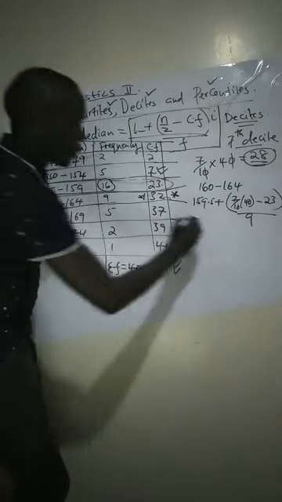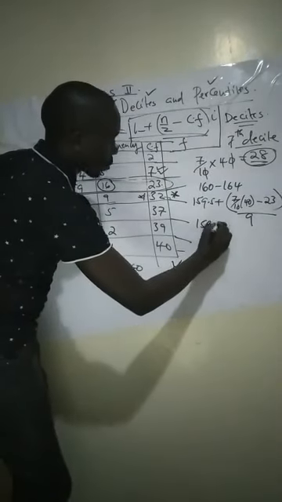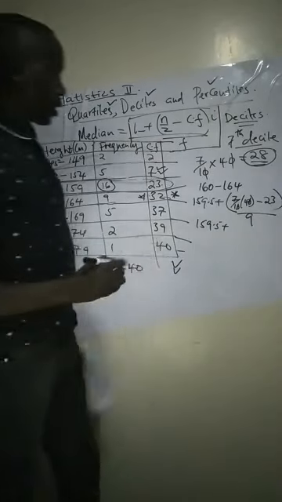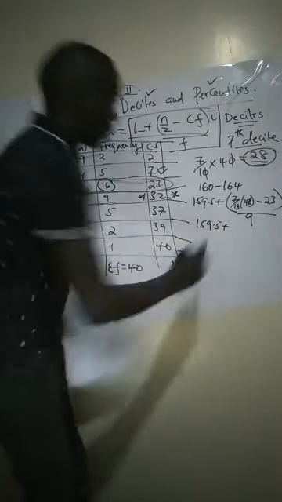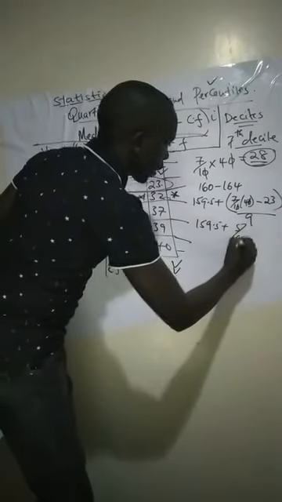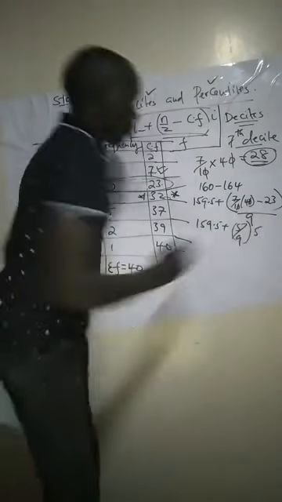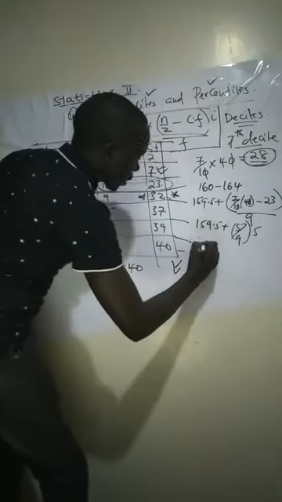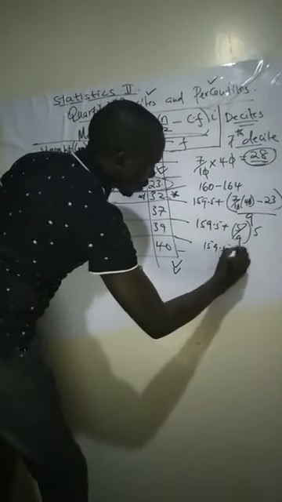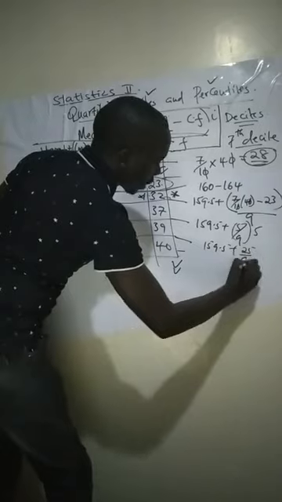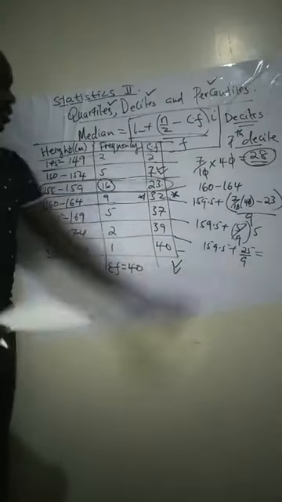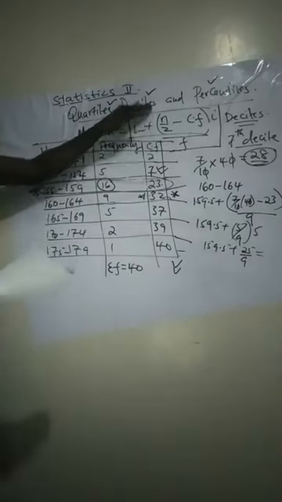So in that case, we have 159.5 plus 10, that is 28. 28 minus 23, that gives us 5 over 9 times 5 times 5. Then from there, you should be able to do that. That is 159.5 plus 25 over 9. Then you should be able to solve that. That is basically what happens in the case of deciles.